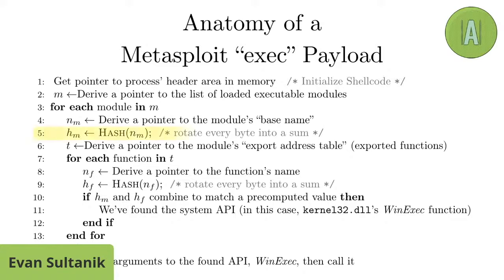So they need to hash that string. And the way Metasploit does it is by rotating every byte into a sum. And by the way, this is joint work with my colleague Mike Myers that was published in PoC or GTFO issue 13, chapter 7.